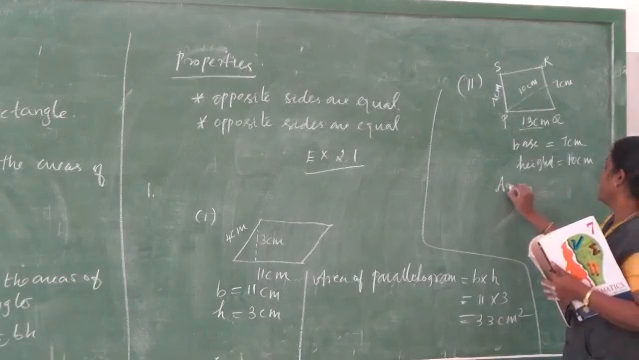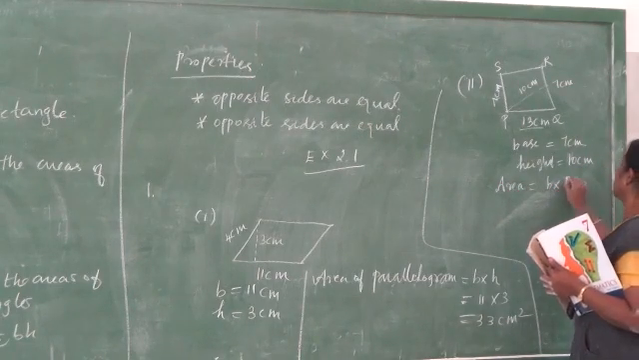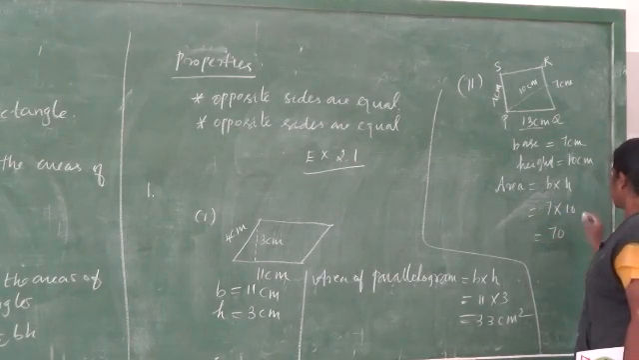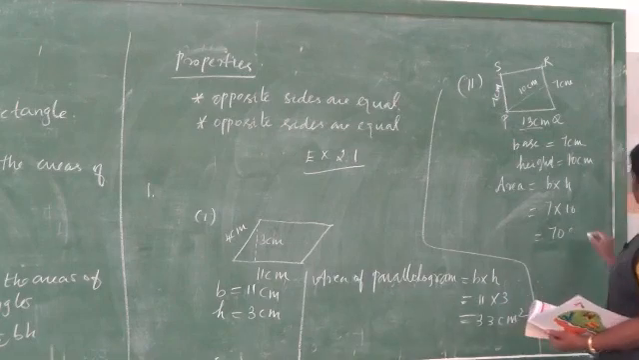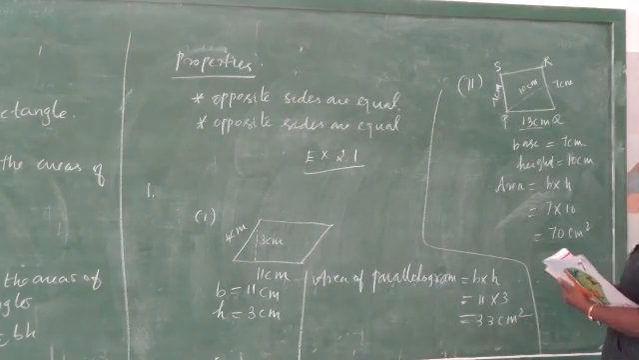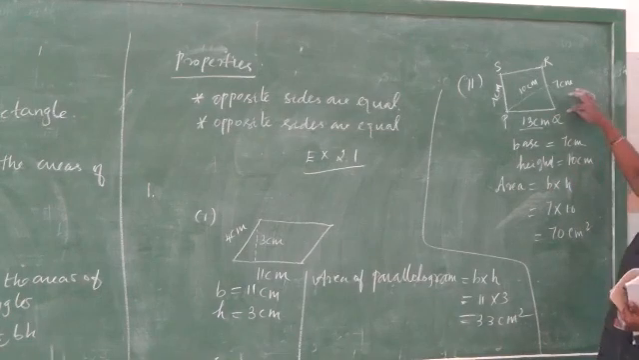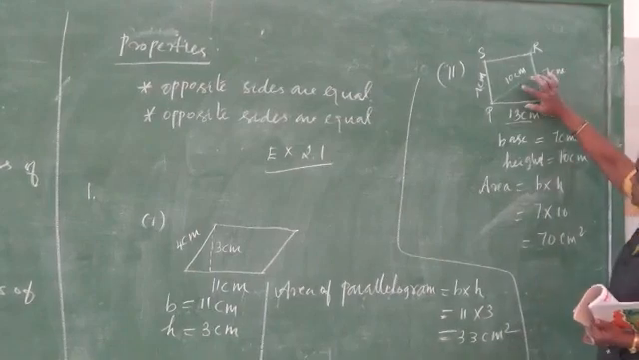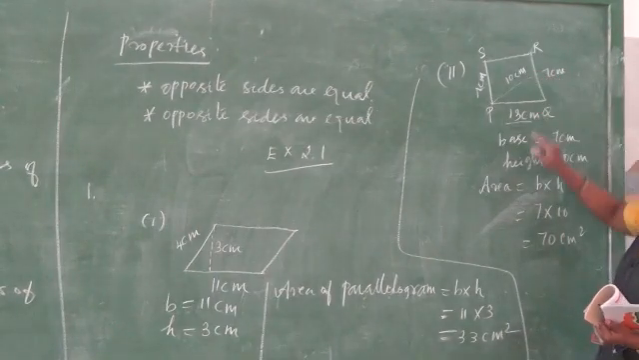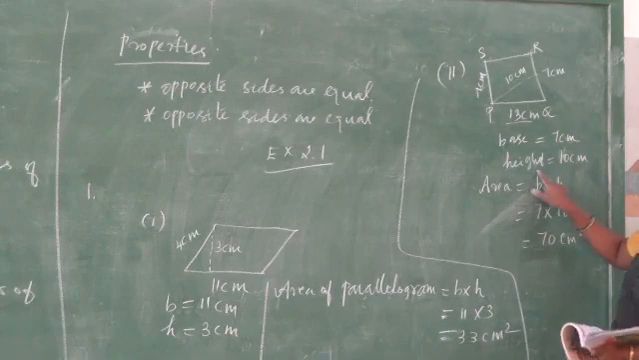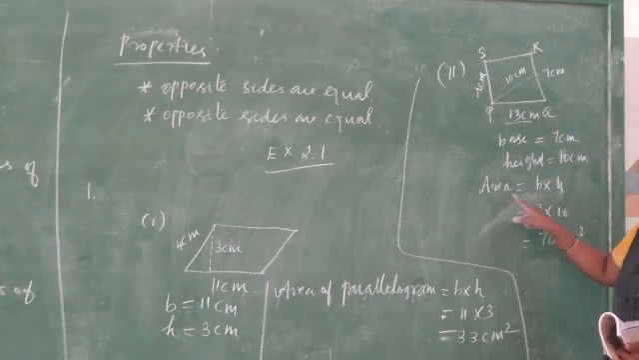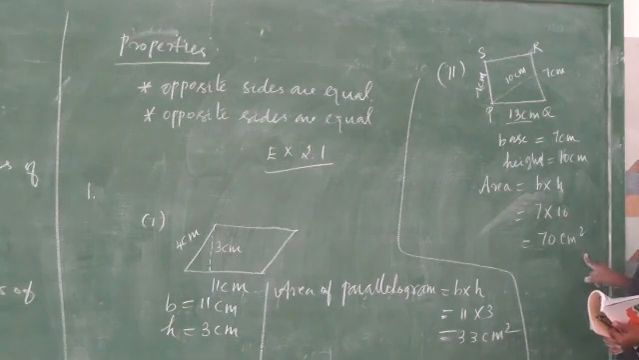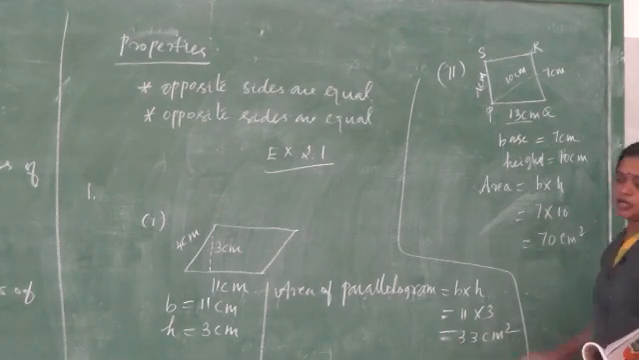What is the area formula? B into H. So base is 7, height is 10. Answer is 7 tens are 70 centimeter squared. Once again I will tell, listen. Here the base is given 7 centimeter, for this base height is given to you 10 centimeter. So base equal to 7 centimeter, height equal to 10 centimeter. Area of the parallelogram B into H. 7 into 10, 7 tens are 70, 70 centimeter squared is the area.